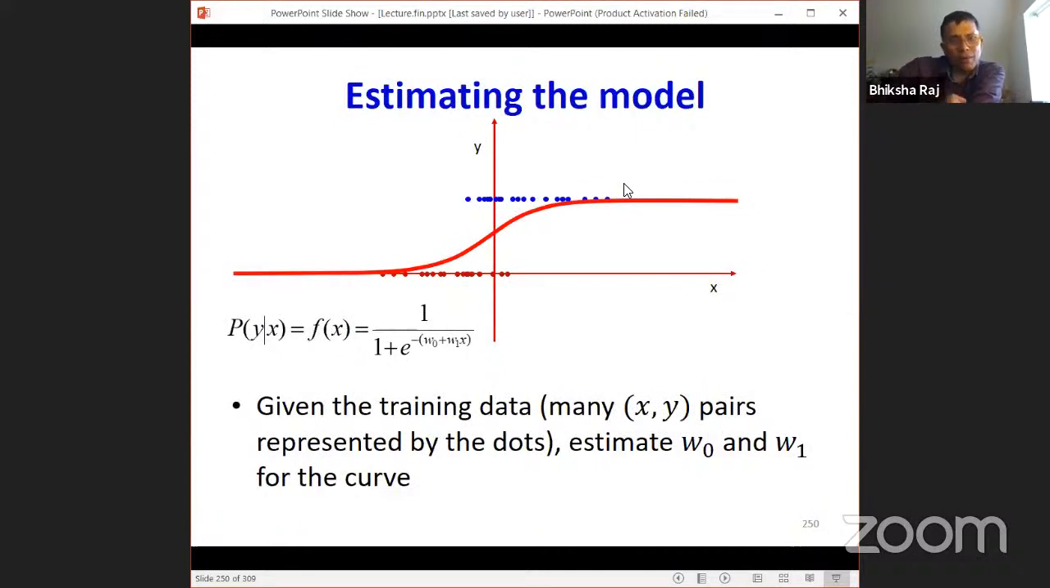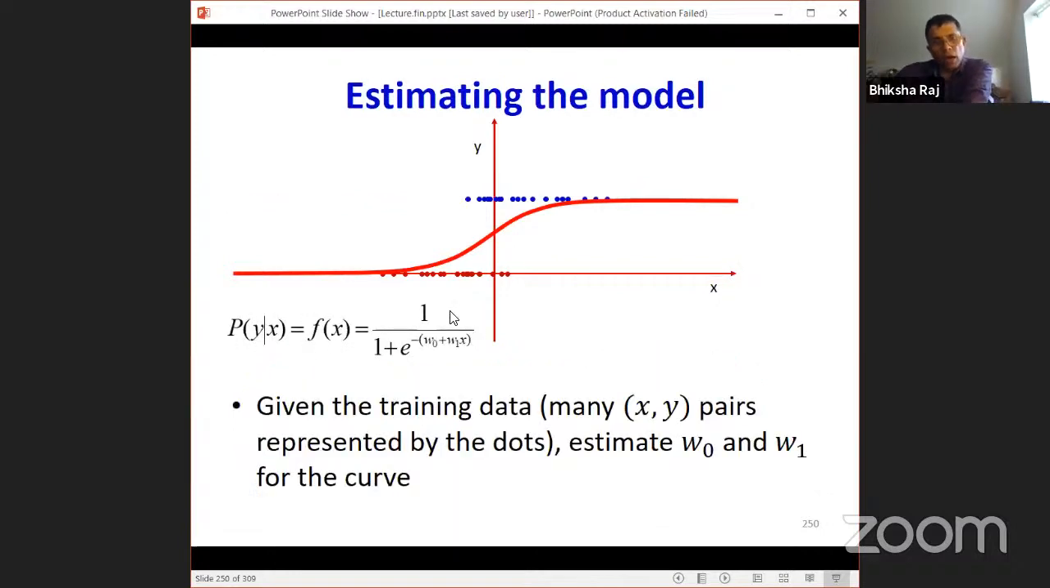So now our problem is this. You're speaking of learning the model, right? I have all of this training data, basically, you're given many X, Y pairs. And our job is to estimate the parameters of the sigmoid, this bias W0 and the weight W1, that give you the best shape to model the a posteriori probabilities of the classes.